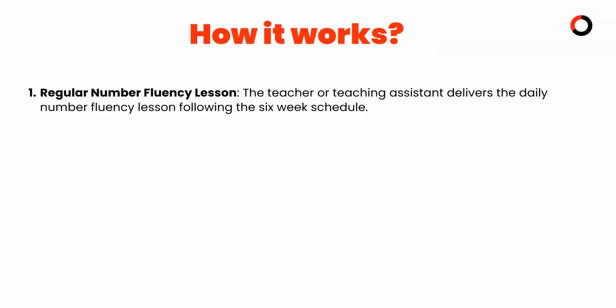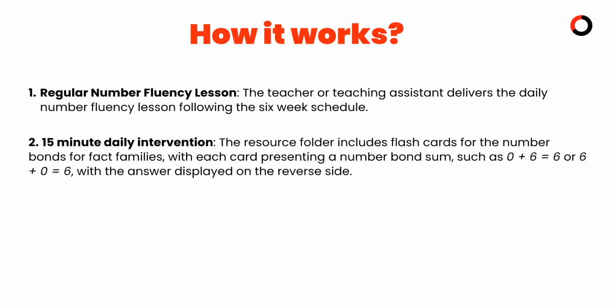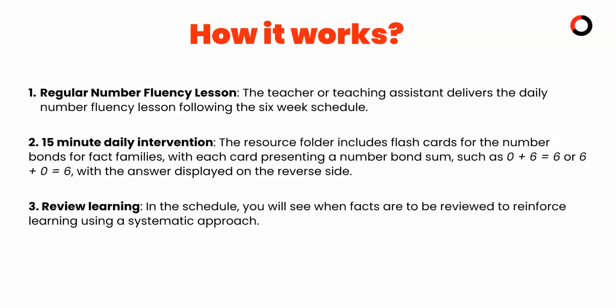How it works. So it's a regular number fluency lesson. The teacher or teaching assistant will deliver the daily number fluency lesson following the 6-week schedule. It's a 15-minute daily intervention. The resource folder includes flashcards for the number bonds for the fact families, with each card representing a number bond sum, such as 0 plus 6 equals 6, or 6 plus 0 equals 6, with the answer displayed on the reverse. It also includes a review of learning. In the schedule, you will see the facts are reviewed to reinforce the learning using a systematic approach.